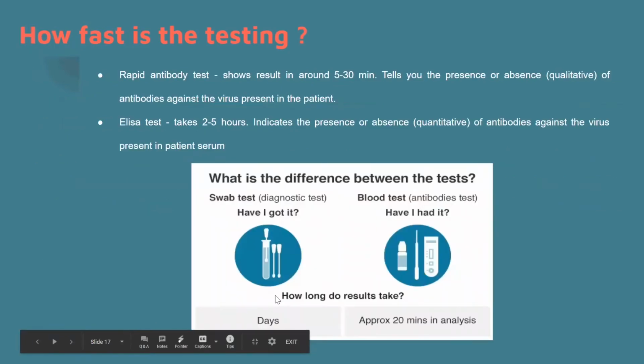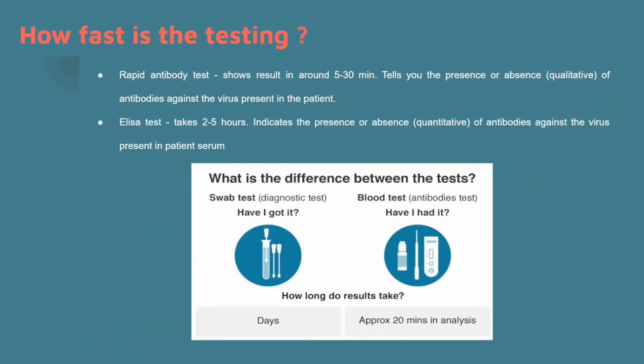So how fast is the testing? For the rapid antibody test, it's pretty fast, around 5 to 30 minutes, and it tells you the presence or absence, in a qualitative form, of antibodies against the virus present in the patient. For the ELISA test, it can take up to 2 to 5 hours and indicates a presence or absence in a quantitative form of antibodies against the virus.